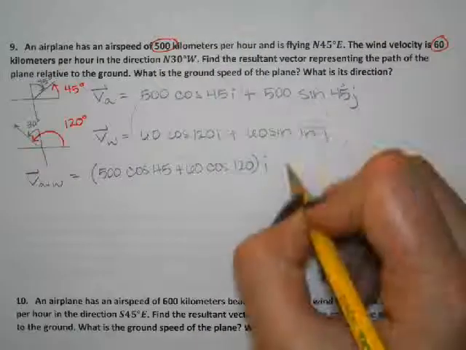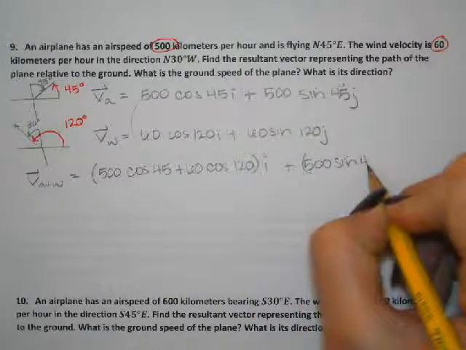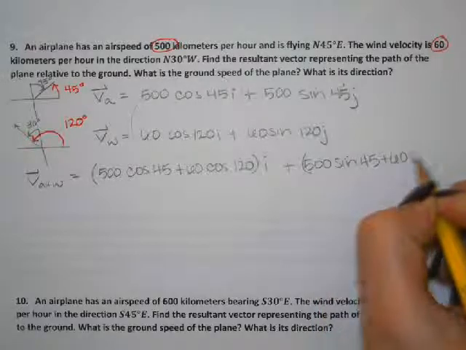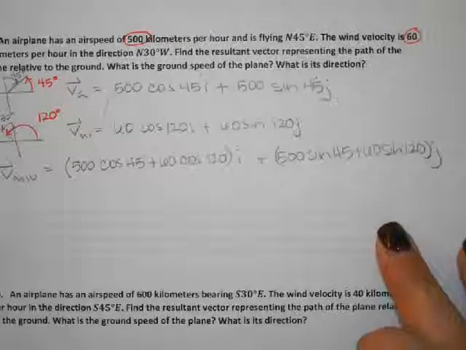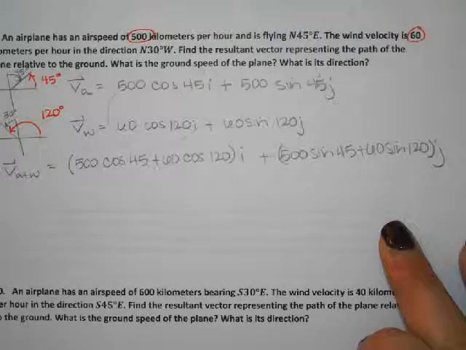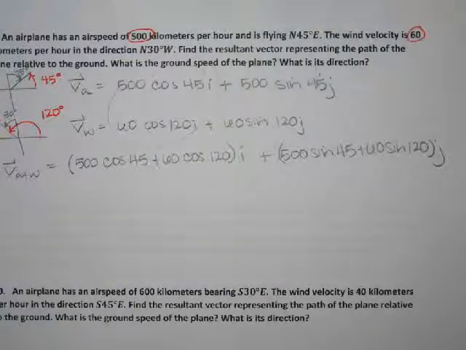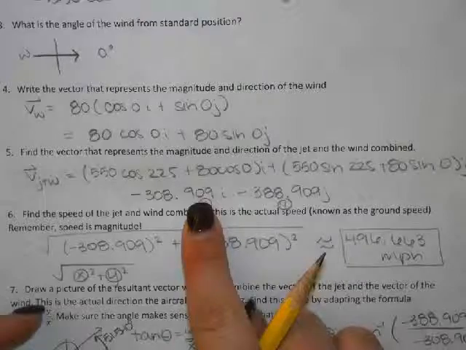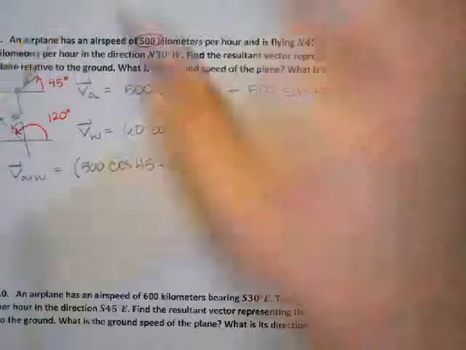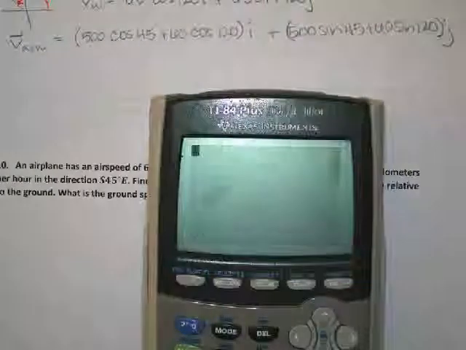And then 500 sine 45 plus 60 sine 120 is going to be the number in front of j. Okay. And then after I had written that in the notes, what did I do next? I put it in my calculator so I could see what my decimals were. Okay, so make sure you are in degrees.